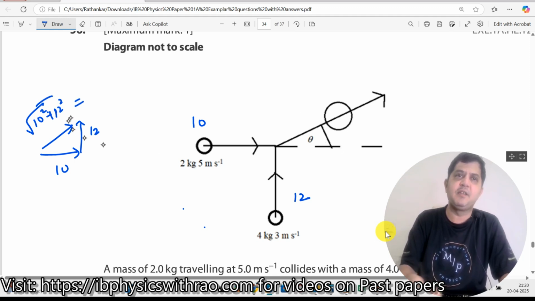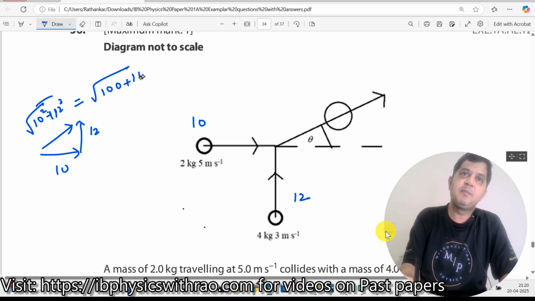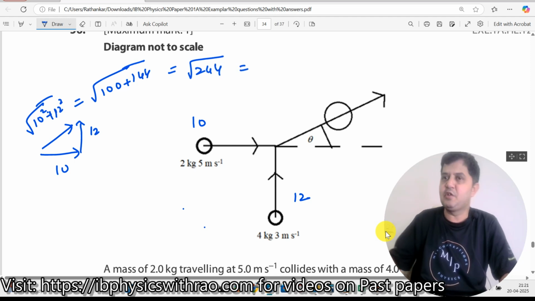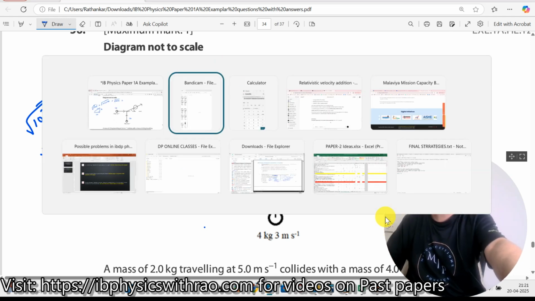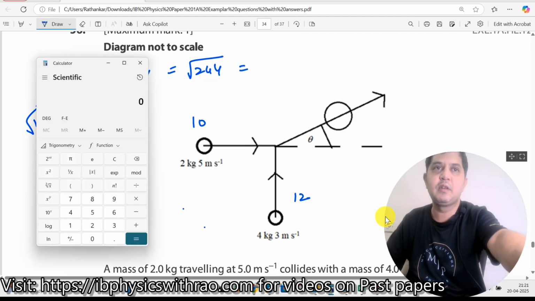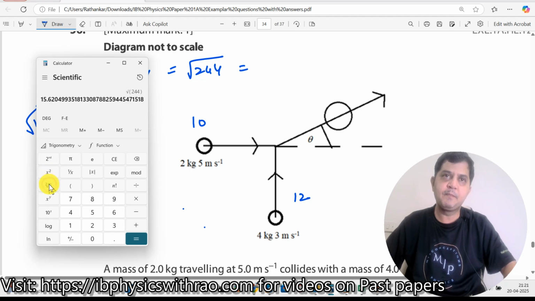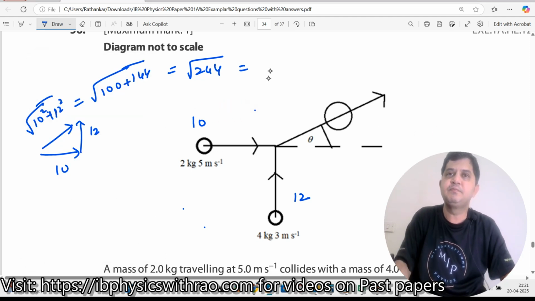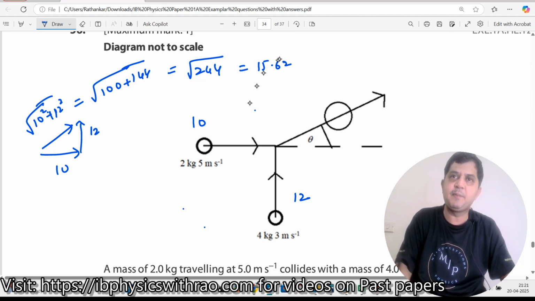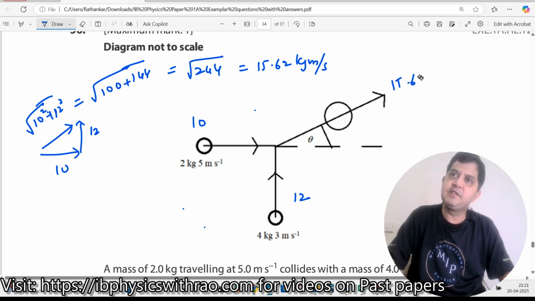Okay, don't worry about the angle. First, let us find out the magnitude of it. It should be equal to the square root of 100 plus 144, which is the square root of 244. Let us find out the value of the square root of 244. It is 15.62. What is the unit? This is kg meter per second. I'll write down here: 15.62 kg meter per second.